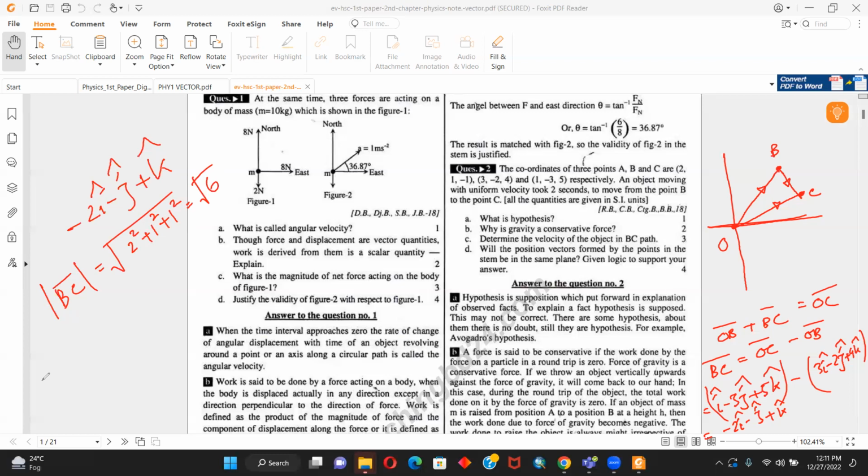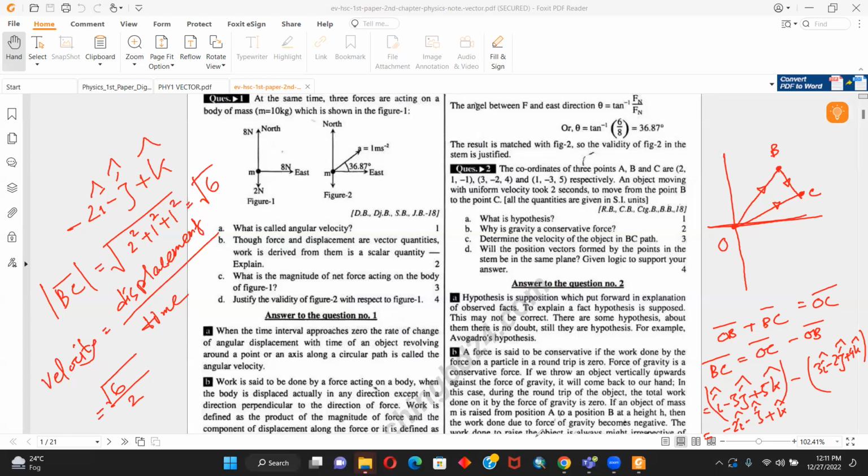Now we know velocity equals displacement over time. So displacement, we have got square root of 6, and they have said that it takes 2 seconds to do this. So square root of 6 upon 2 will be our answer.